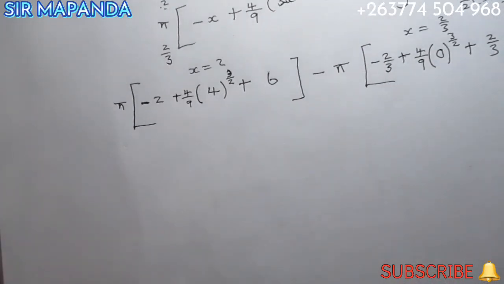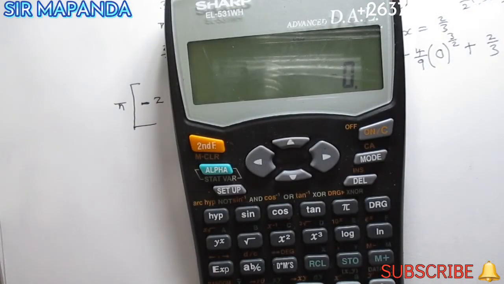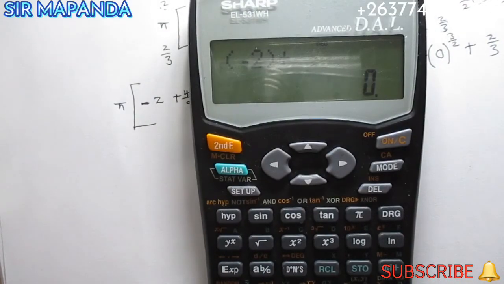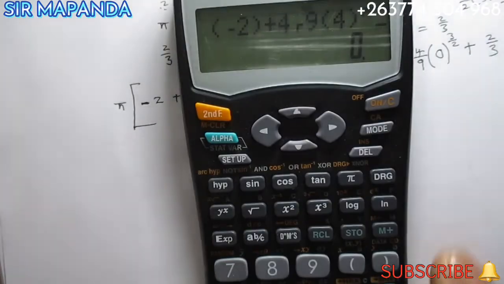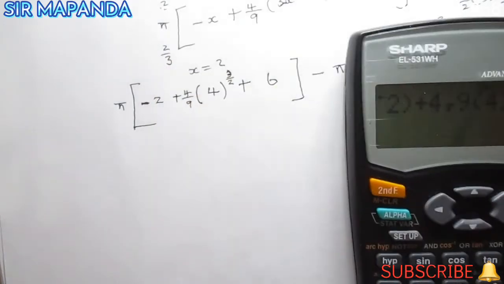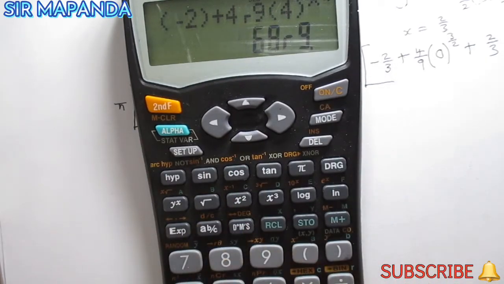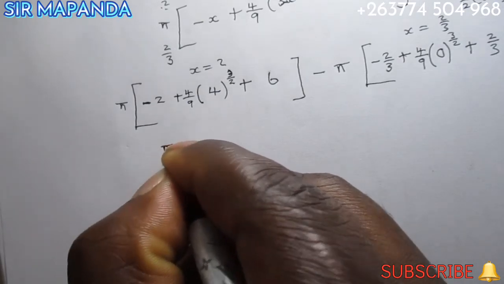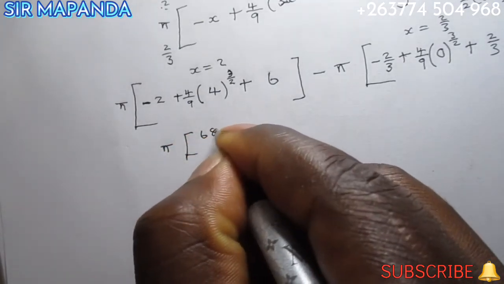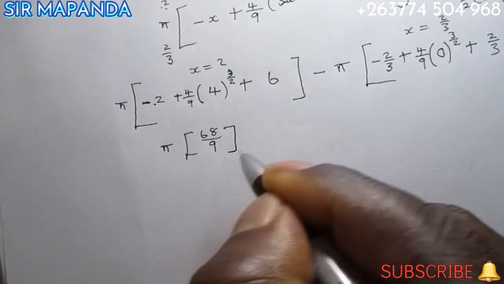Right. So let me punch the inner terms in the calculator. Minus 2 here, plus 4 over 9, open bracket, 4, close bracket, to the power 3 over 2, plus 6. You get 68 over 9. So this is pi, open bracket, 68 over 9, covering from minus 2 up to 6. Then I close my bracket.